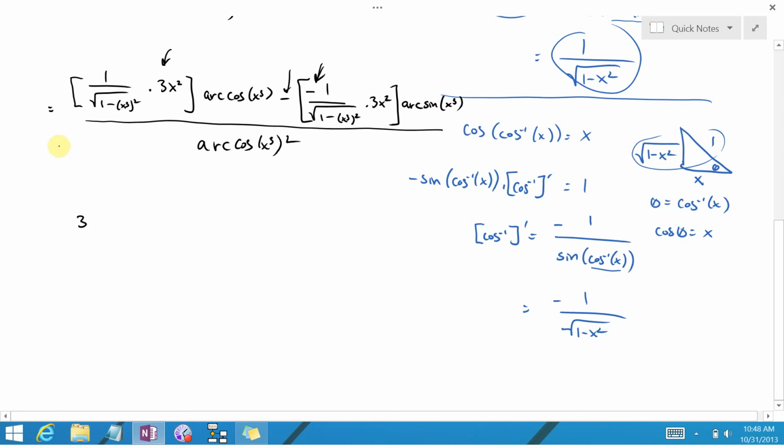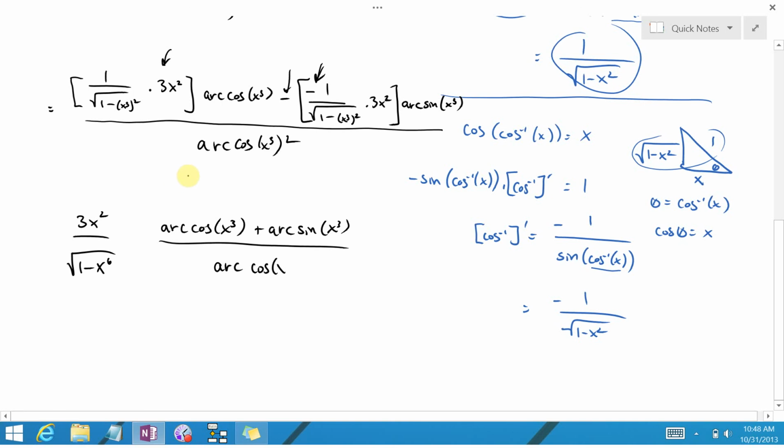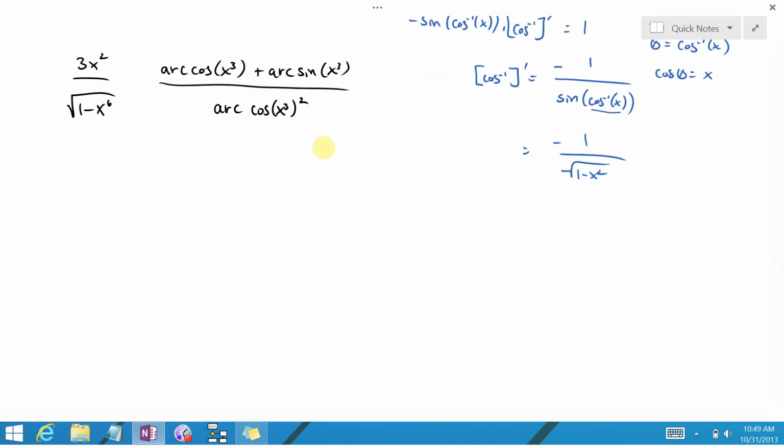So we could factor out a 3x squared over the square root of 1 minus an x cubed squared. Power of a power, the powers multiply, that's just x to the 6th. Square root of that, x to the 6th. And then on top we just have an arc cos of x cubed plus an arc sine of x cubed, divided by arc cos of x cubed quantity squared. And you could move these things around and simplify a little bit further if you want to, but that's more or less what it comes out to. I'm not going to go into that because we have another problem to deal with.